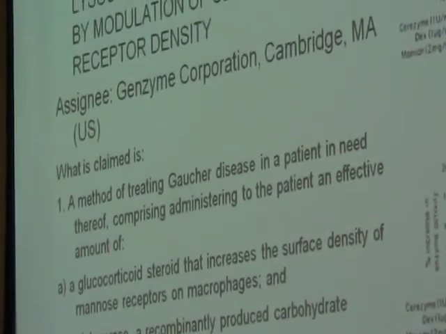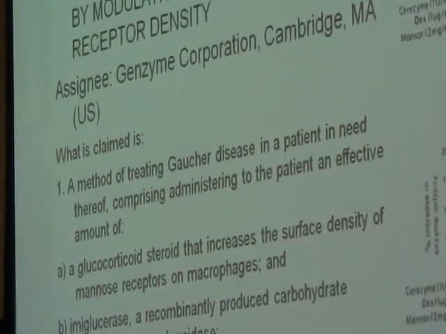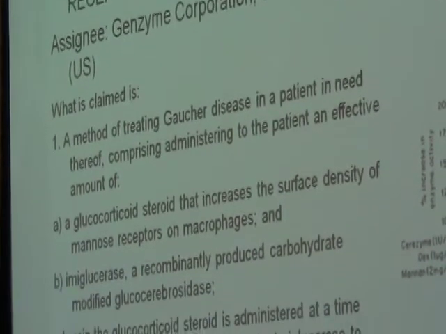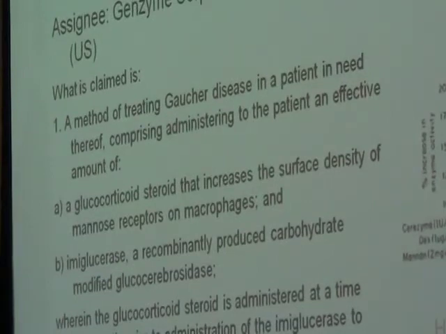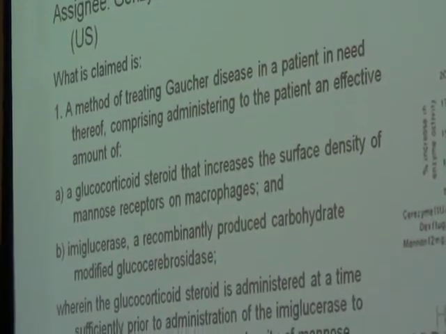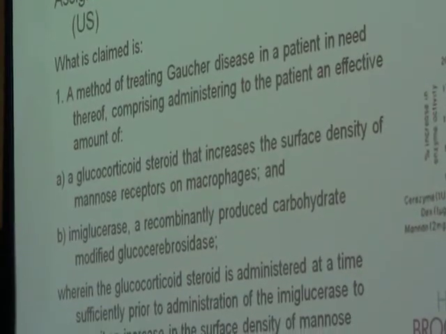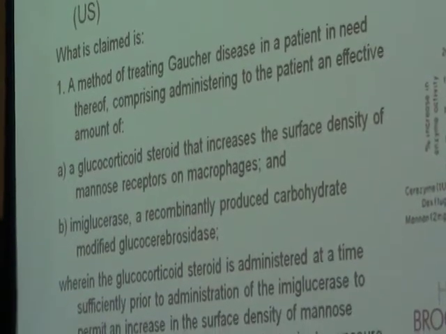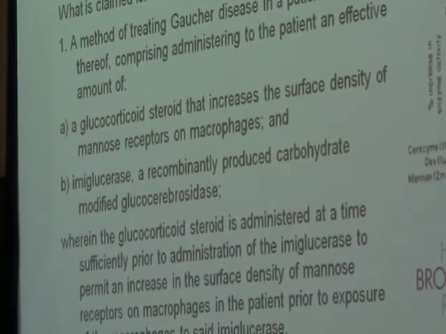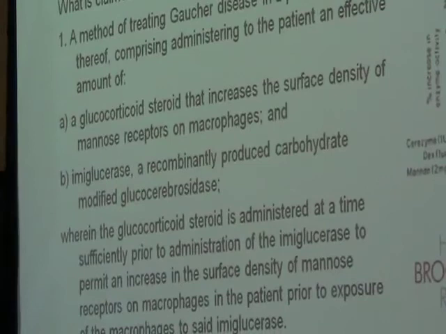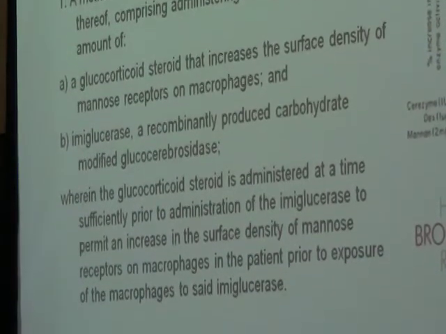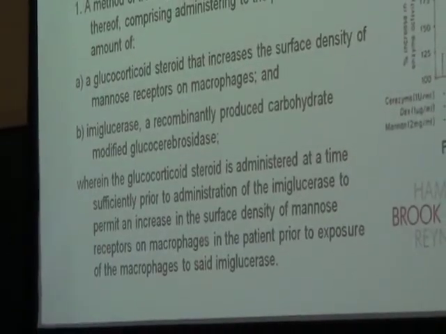So this is a method of treating Gaucher disease in a patient in need thereof, language the Patent Office generally does require, comprising administering an effective amount. That's a requirement, because otherwise it could be some small amount of this steroid that has no operable effect. The steroid increases the receptors in the patient that receive the drug, prior to giving the drug, in a fashion that allows more drug to be received by the patient. A lot of countries, like in Europe, don't really permit this type of claim under their system.